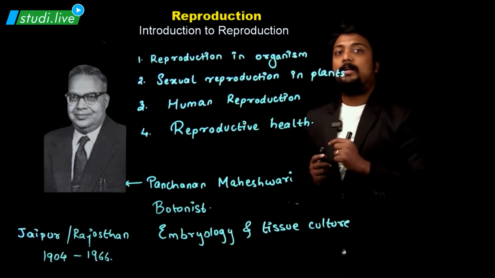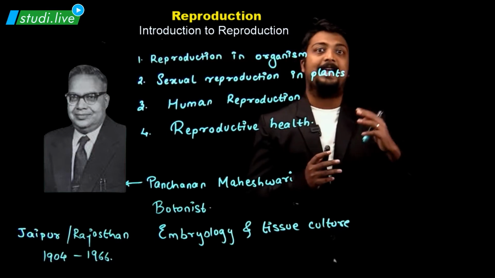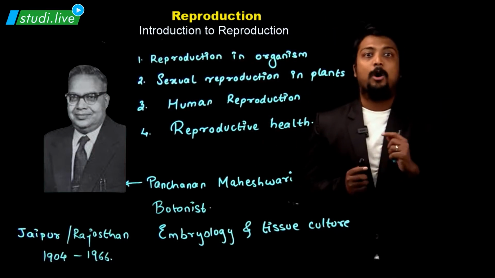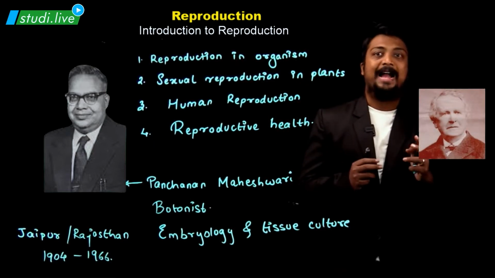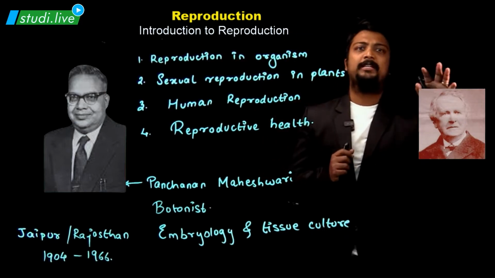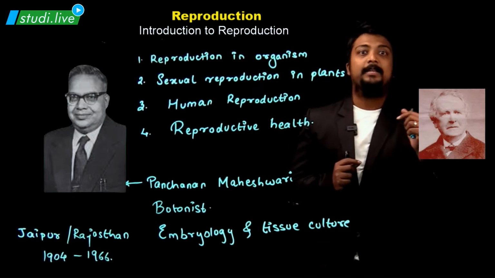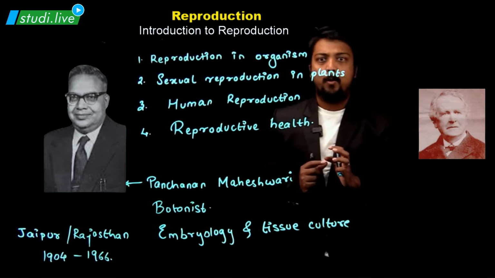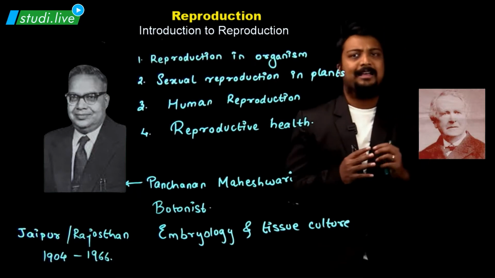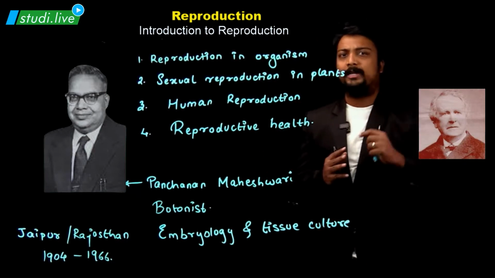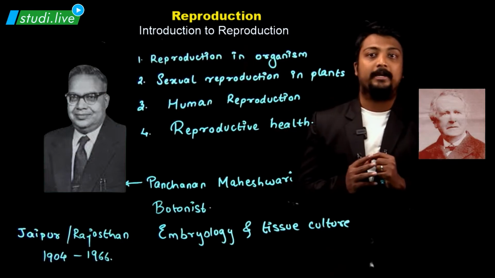Now, what led him to become such a great botanist, such a great embryologist, or such a great person in tissue culture? It was Mr. Woodgen. He was a professor who actually inspired him. I am just mentioning this professor here because he was an inspiration to Dr. Panchanan Maheshwari. And the reason he became an inspiration was one simple sentence. When in his academic year, Mr. Woodgen just mentioned in his class that he wants to see his student who exceeds or excels him.